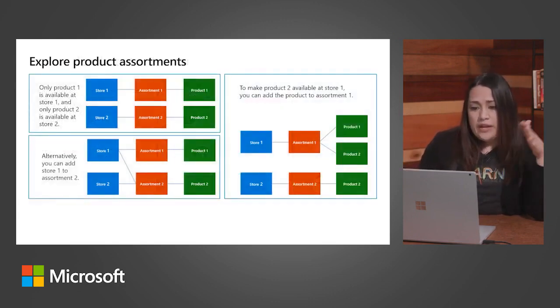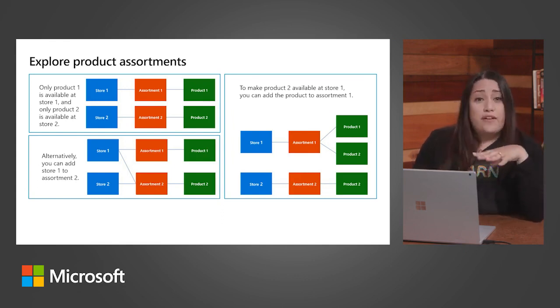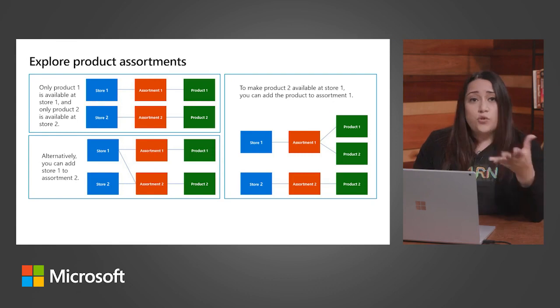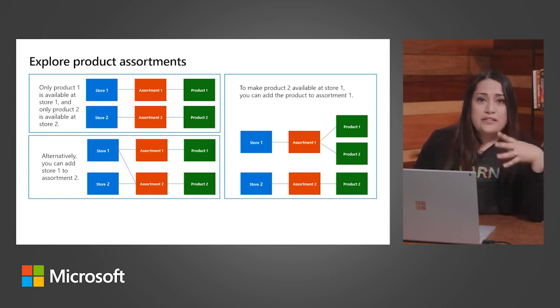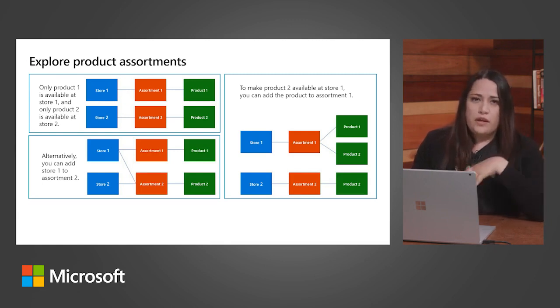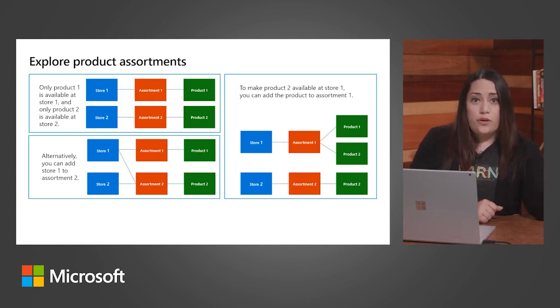So as we move along and we look at some of the different capabilities inside of Dynamics 365 Commerce, we need to look at assortments. What assortments allow you to do is basically manage product availability across all your different channels. And this is what's going to determine which products are available at specific stores or during a specific period.